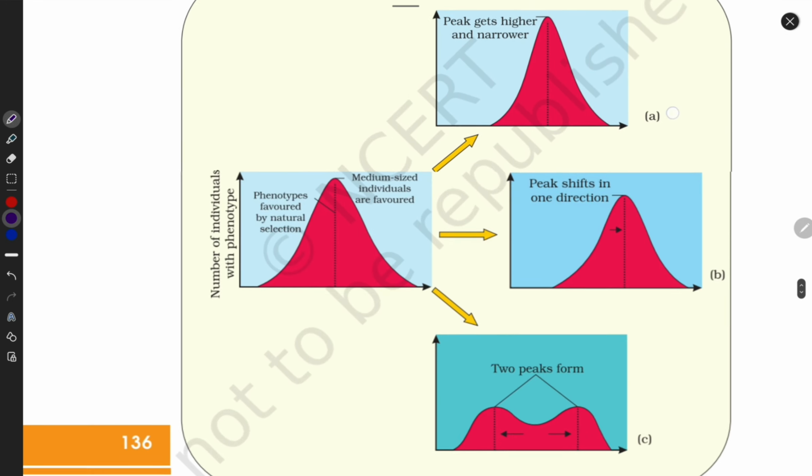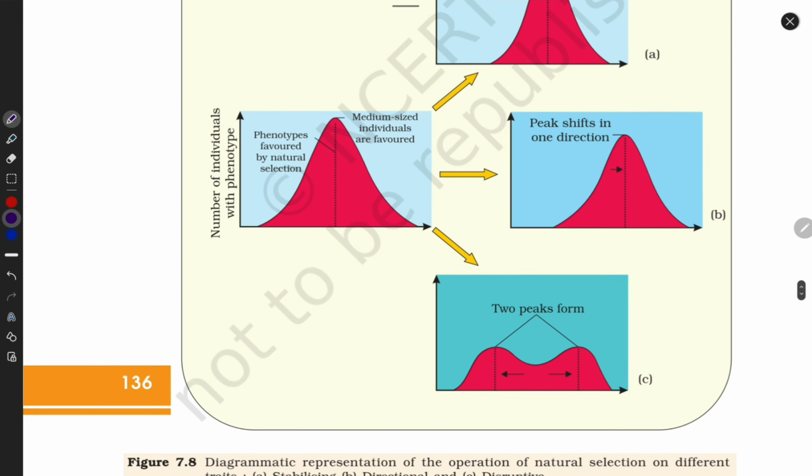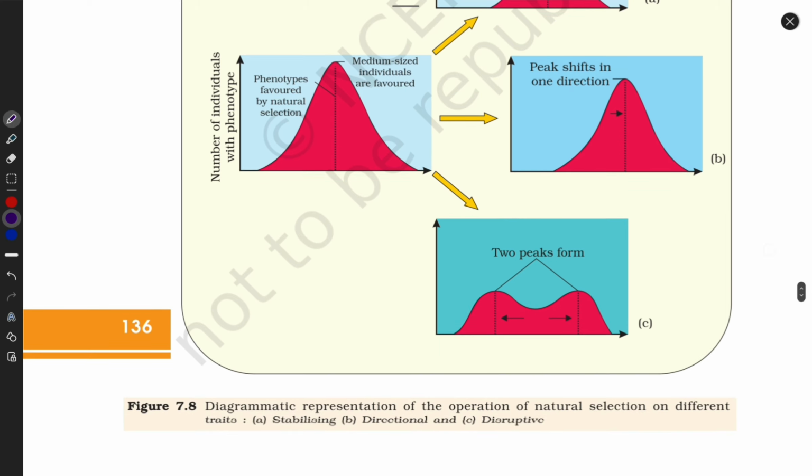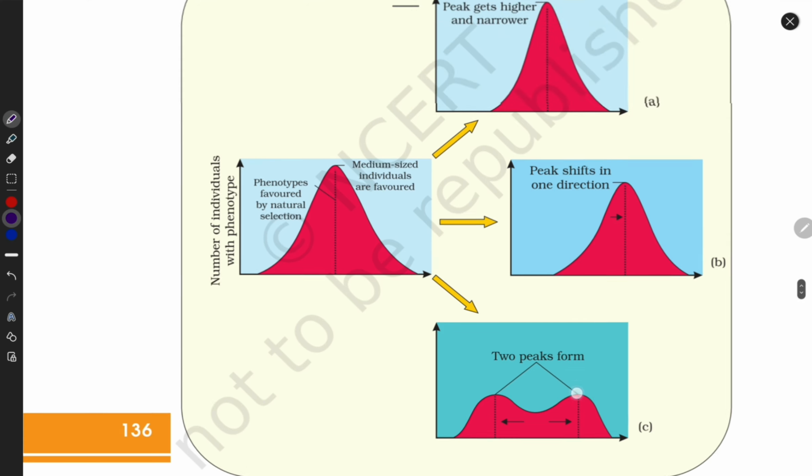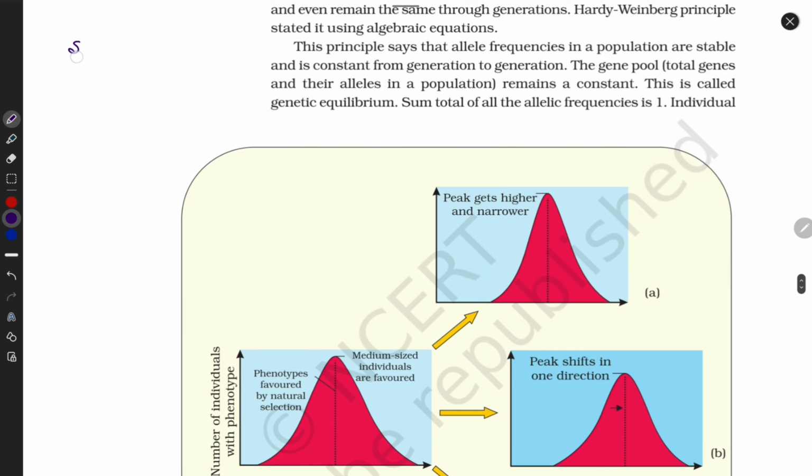Here, look, this is the graph, and you have to understand what this graph wants to teach you. Stabilizing natural selection, directional selection, and disruptive selection. One by one I'm going to teach you. I'm drawing stabilizing here. I'm giving you the example of stabilizing selection: baby weight. What do you understand by baby weight?